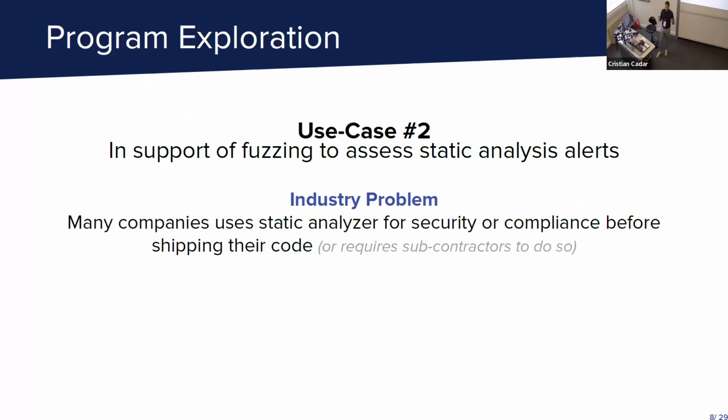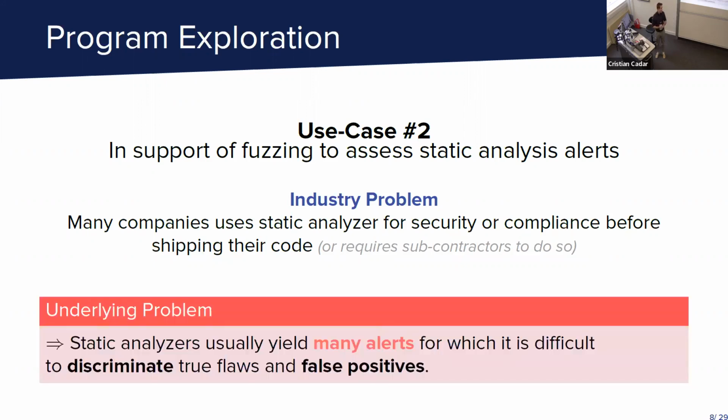The industry problem is that some people want to analyze their code before it gets shipped to their clients or their devices or whatever. For compliance and security, they want to make sure that it's somehow okay. So they usually use static analyzers to analyze their code. And indeed, as we already mentioned earlier today, these analyzers yield lots of alerts for which you don't know if they are false positives or true positives. So the question is how we can figure it out. And this is where fuzzing and also symbolic execution come into play.